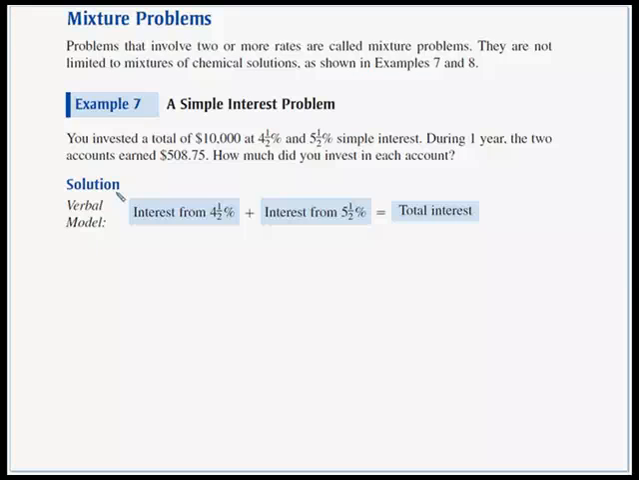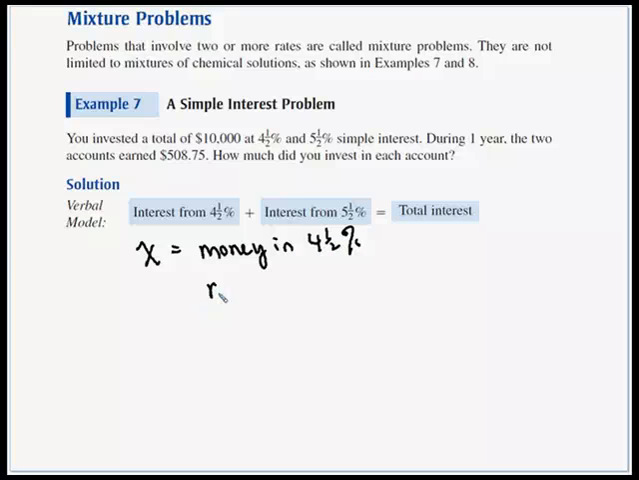So first we come up with our verbal model. We have some interest in the 4.5% account, plus the other interest in the 5.5% account is going to equal the total interest. And let's assign some variable quantities. Let's say the amount we invested at the 4.5% is x. So x equals the money in the 4.5% account.